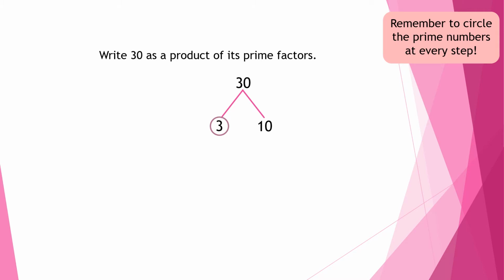We now need to split the 10 up, so let's do 2 times 5. And both 2 and 5 are also prime numbers. So 30 as a product of its prime factors is 2 times 3 times 5.